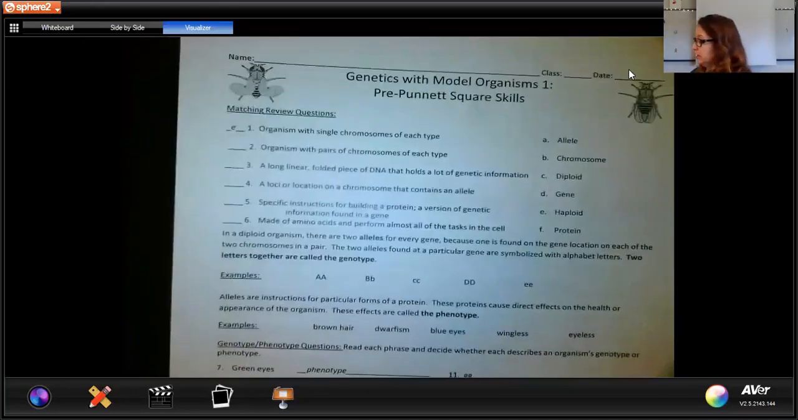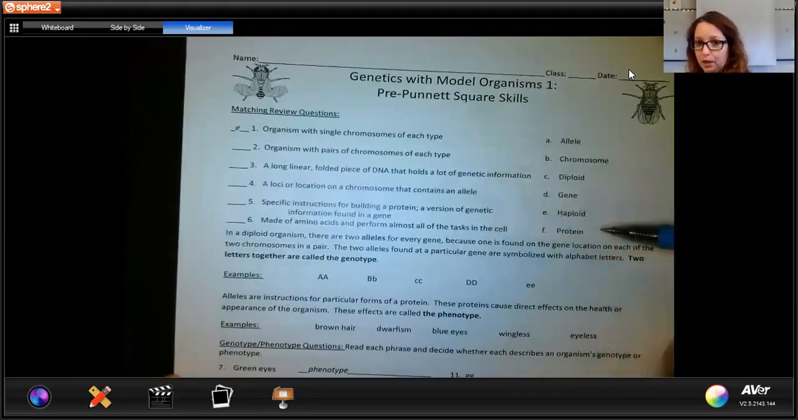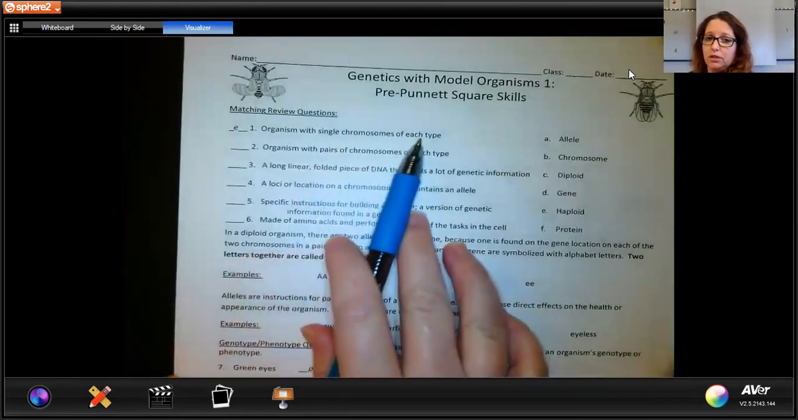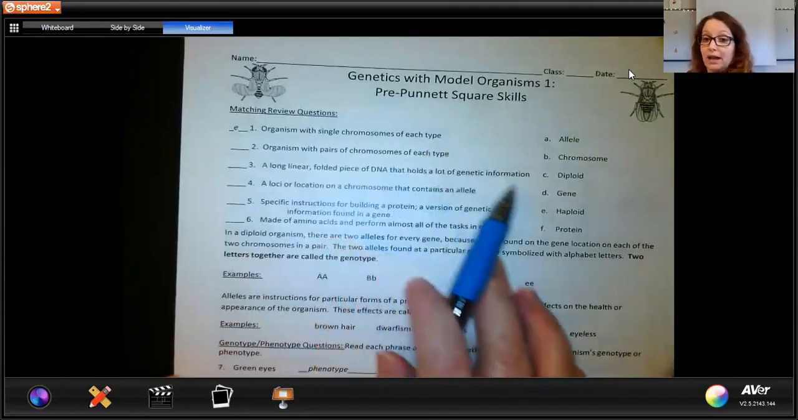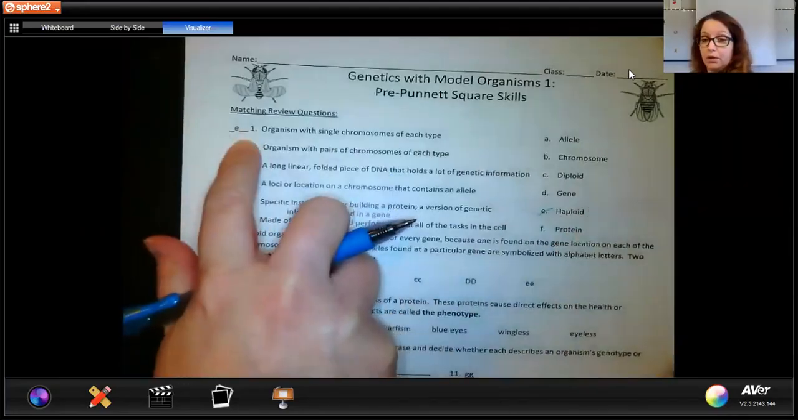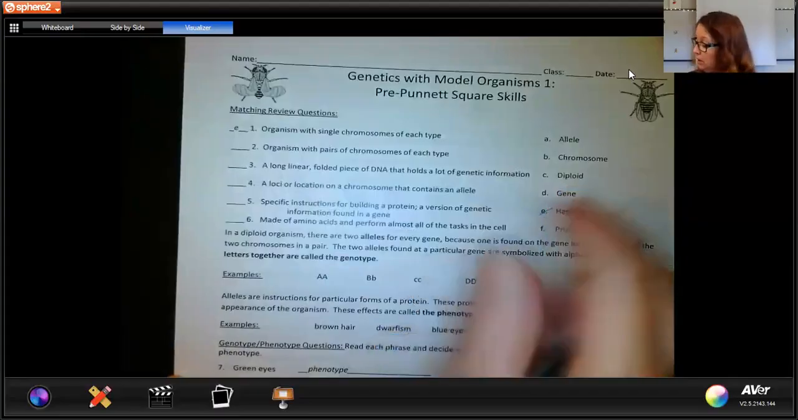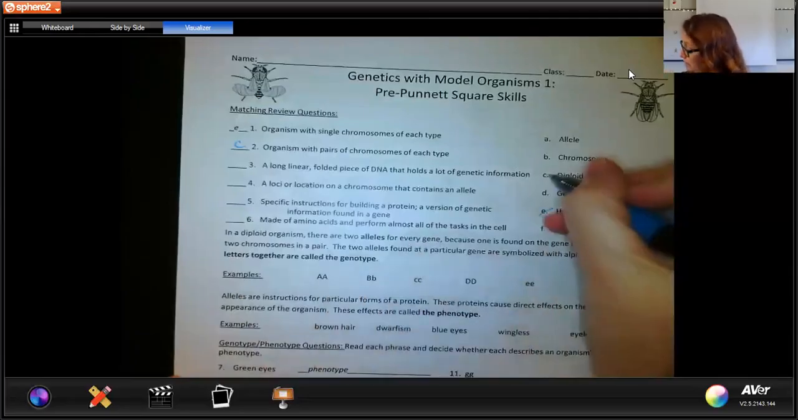But this first section here is just showing you words, basically definitions of words. And you have a little word bank here. So you have an organism with a single chromosome of each type. Thanks to your work with mitosis and meiosis, you know that that is a haploid organism. So you're already done with haploid. We put E there. Organisms with pairs of chromosomes of each type. We got pairs of chromosomes of each type. We know that this is going to be a C. I do want to make sure that you'll know all of this. So we're going to get rid of C.